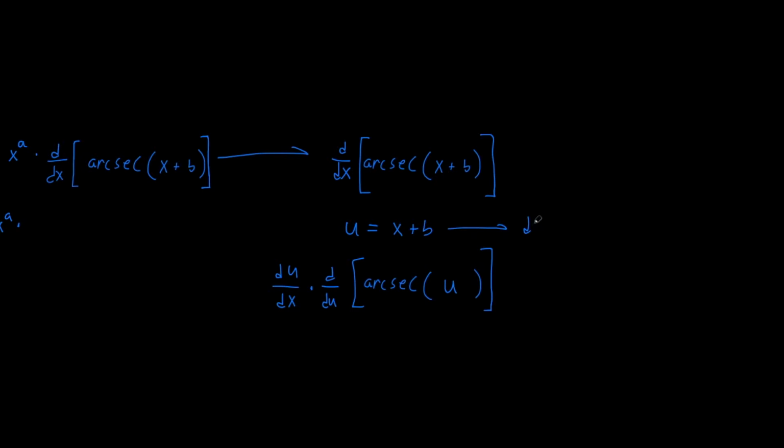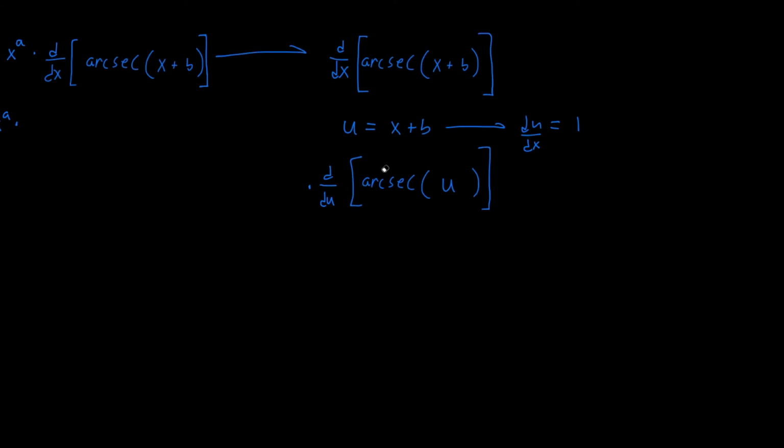Here we go, du dx equals taking the derivative with respect to x of both sides. The derivative of x with respect to x is 1. The derivative of b with respect to x is 0. So we have du dx equals 1, and we can just get rid of this, because 1 times the derivative of arcsecant u is the same thing as the derivative of arcsecant u with respect to u.